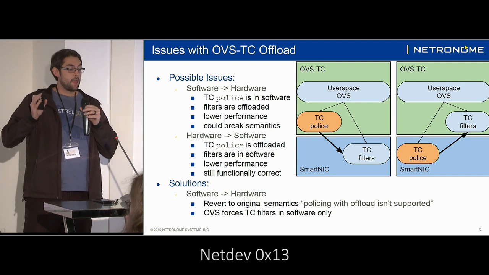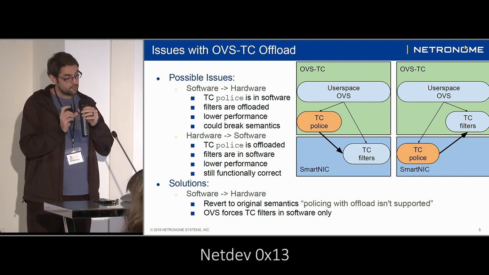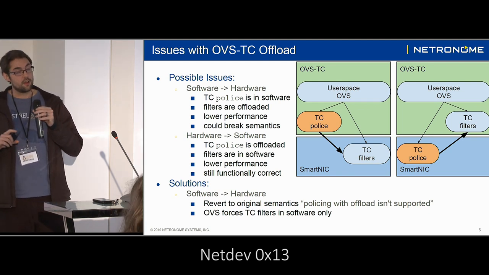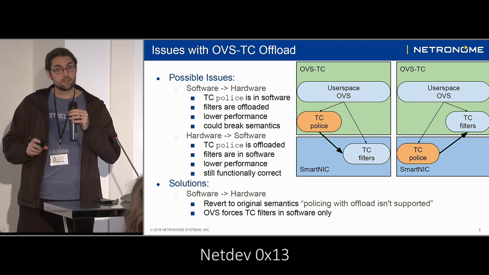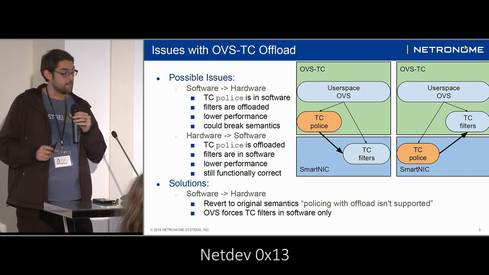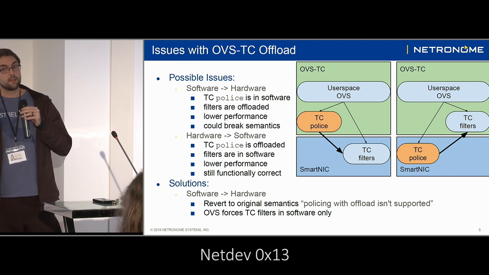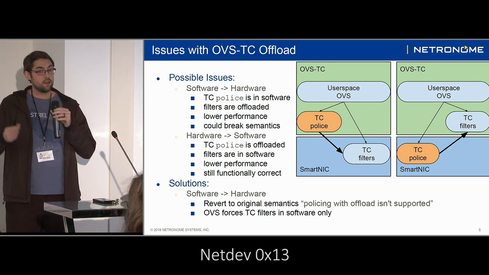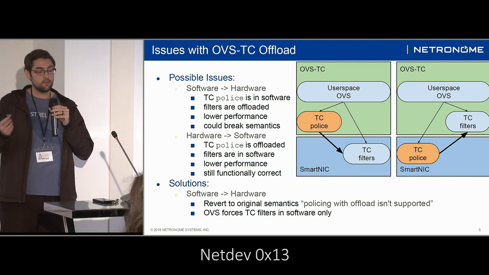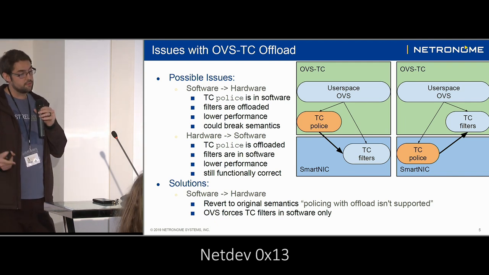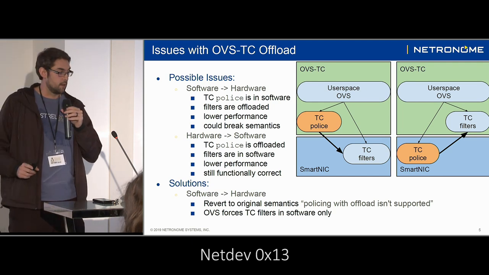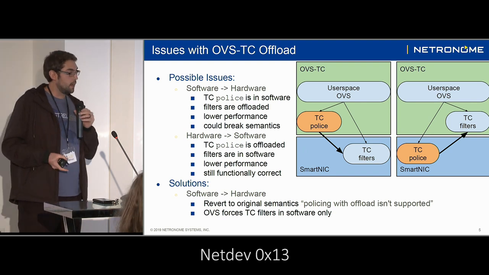So that's the performance issue. Apart from that, if your SmartNIC is not aware that this rate limiter is installed in software first, we could break semantics. The packet would get to the SmartNIC. It now needs to realize it needs to fall back to the host. And if it's not aware that it needs to fall back, it'll directly go to TC filters and just ignore your rate limiter without telling you. So this could be a serious issue.